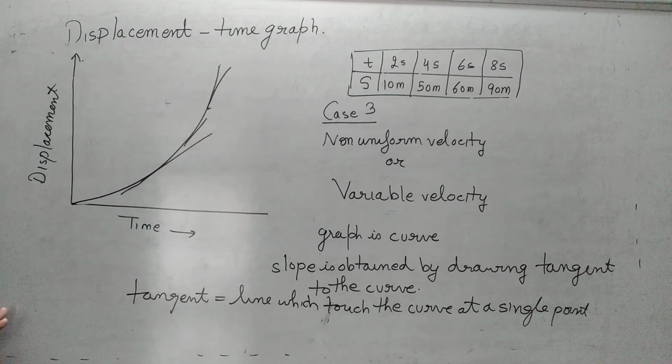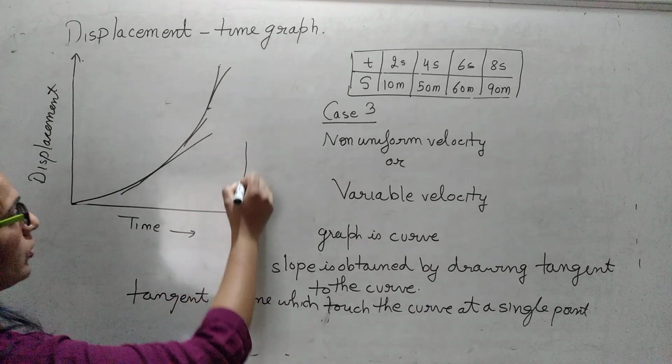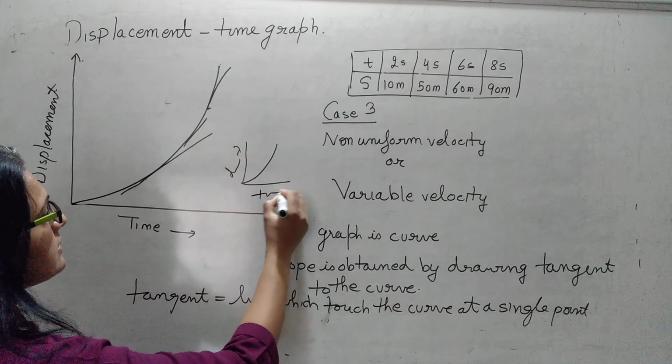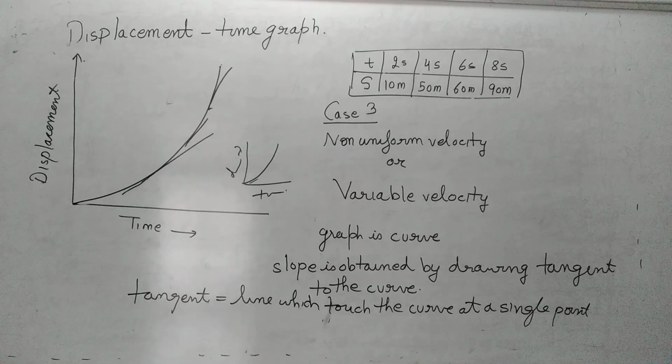So whenever the question is asked, you have to draw the displacement time graph for variable velocity. You simply have to show that this is the displacement, this is the time, and this type of curve you have to draw. So this is the displacement time graph for variable velocity.